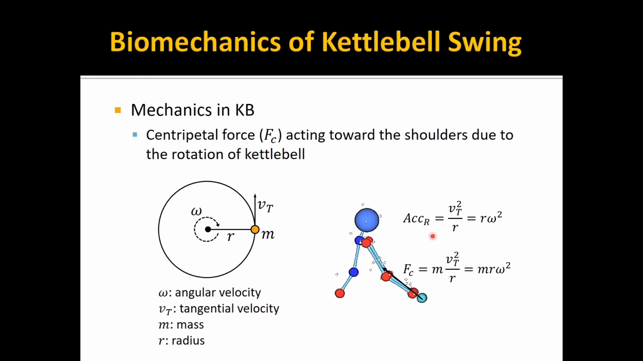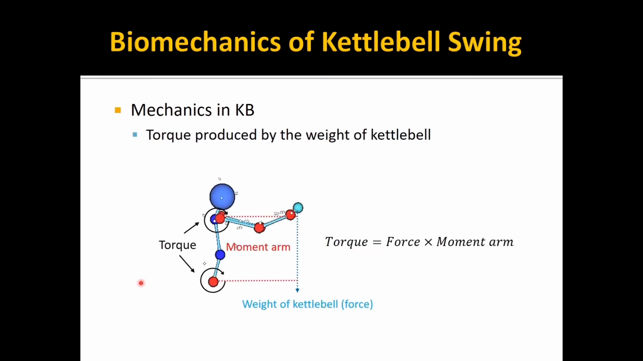Then we get the radial acceleration, and by multiplying the mass of this kettlebell by this acceleration, we'll be able to calculate the centrifugal force acting toward the shoulder joint, assuming again that the shoulder is the axis of rotation during this kettlebell swing. The kettlebell swing also generates torques acting on the shoulder joint and the lumbar 4 and 5 joint.